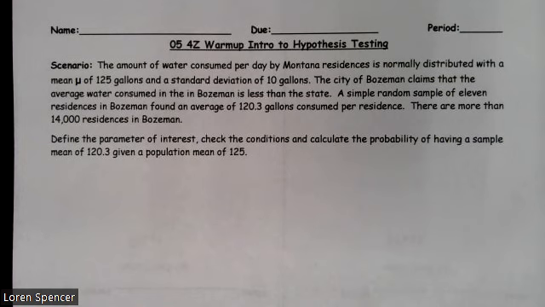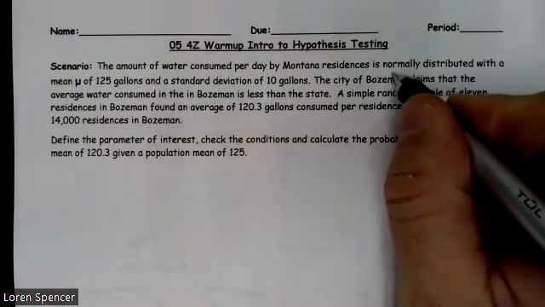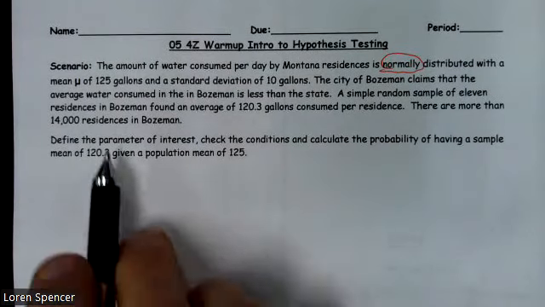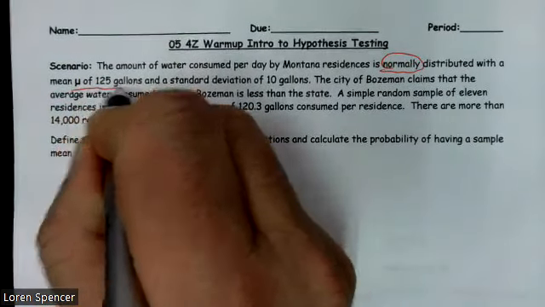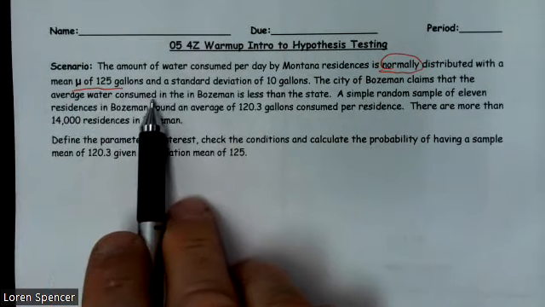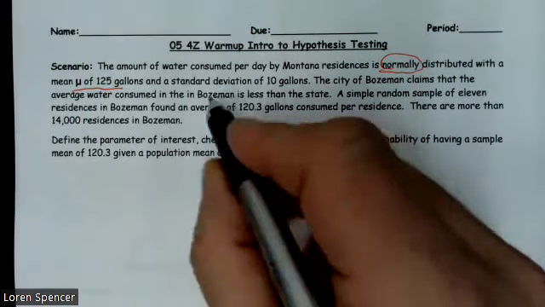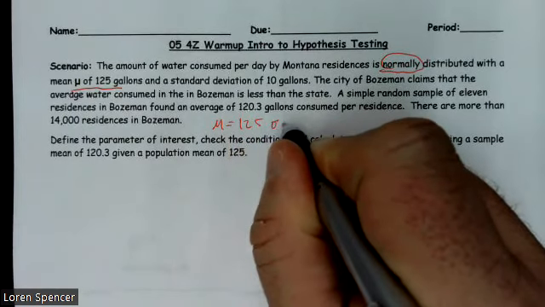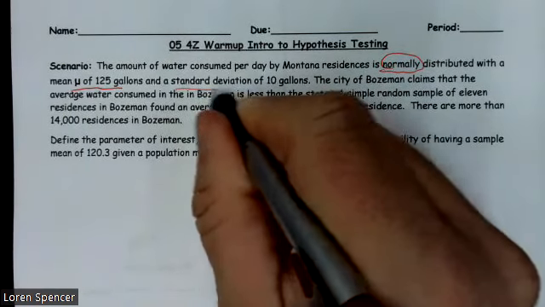This is going to be an intro to hypothesis testing, and we're going to revert back to running a z-test. The amount of water consumed per day by Montana residents is normally distributed. That's important. With a mean of 125, we're going to need that. And that's the population mean, and a standard deviation of 10. So mu equals 125, and we have a population standard deviation of 10. That's important.